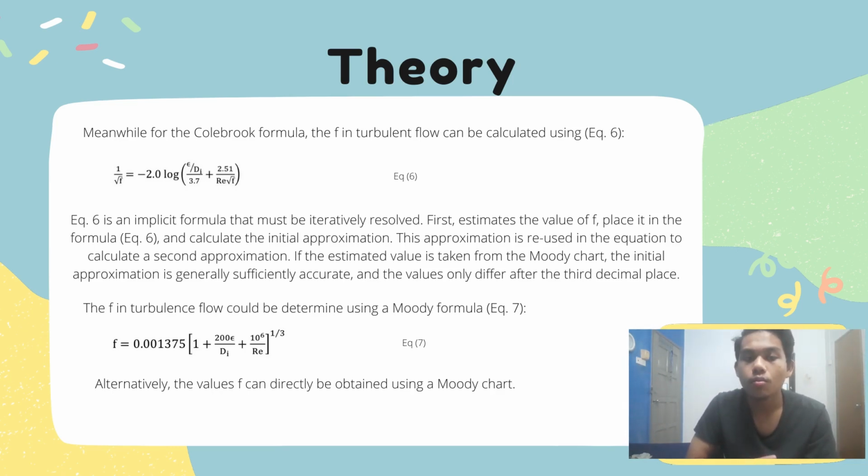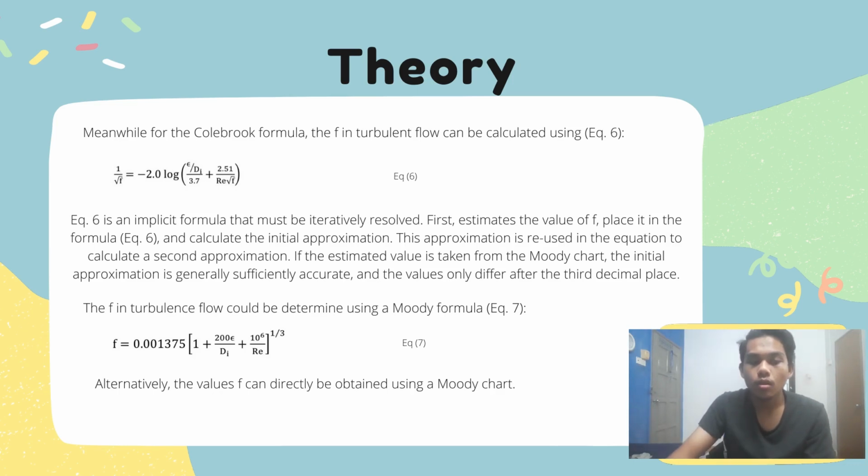First, we estimate the value of f and place it in the Colebrook formula. So we calculate the initial approximation. This approximation is reused in the equation to calculate a second approximation. If the estimated value is taken from the Moody chart, the initial approximation is generally sufficiently accurate, and the values only differ after the third decimal place.